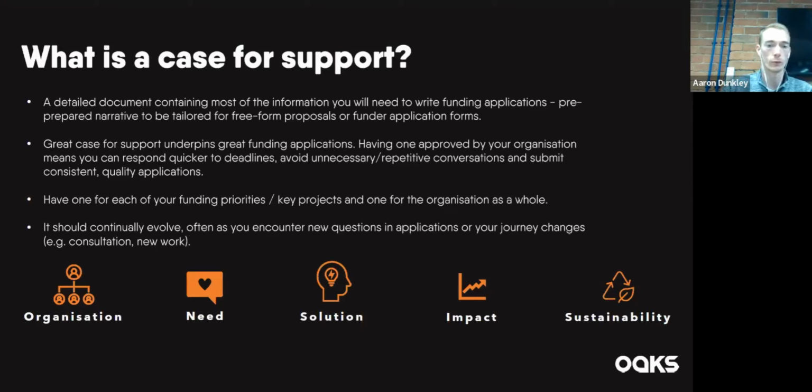Jess is going to talk through the key areas that we think should be encompassed in a case for support: about your organization, about the need for your work, about your solution, so the work you're doing to tackle that need, the impact you're achieving, and then a little bit about sustainability, so what happens in future for your organization.